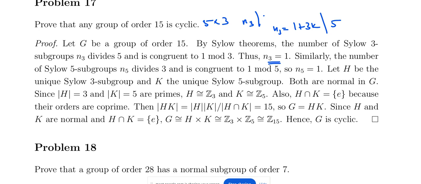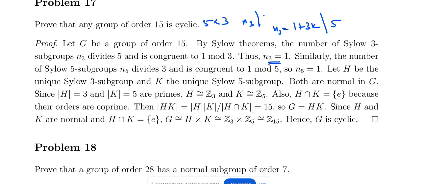The number of Sylow 5 subgroups divides 3 and is congruent to 1 modulo 5, so n5 equals 1. Therefore H, the unique Sylow 3 subgroup, and K, the unique Sylow 5 subgroup, are both normal in G. The order of H is 3 and the order of K is 5, since they are primes. So H is isomorphic to Z3, K is isomorphic to Z5. And H intersection K: both are normal, and the intersection is the identity element.